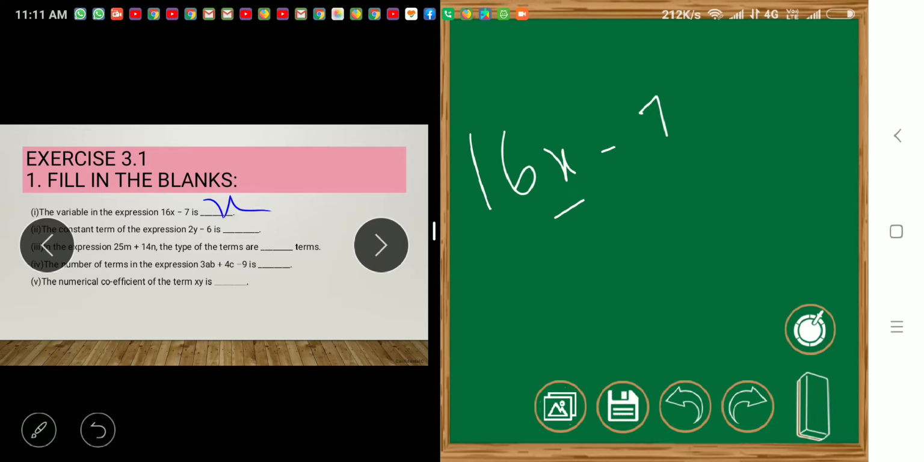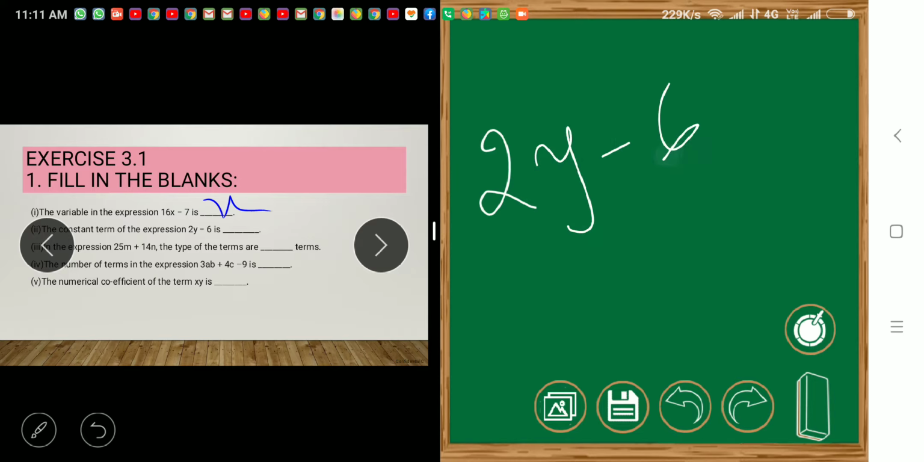Next, the constant term. Constant term means a number without the variable. If so, which one? 6. Is it 6? No. Say it with the sign. It is minus 6. Okay.